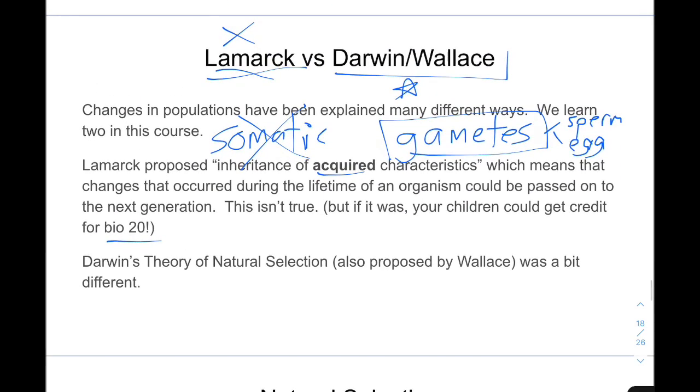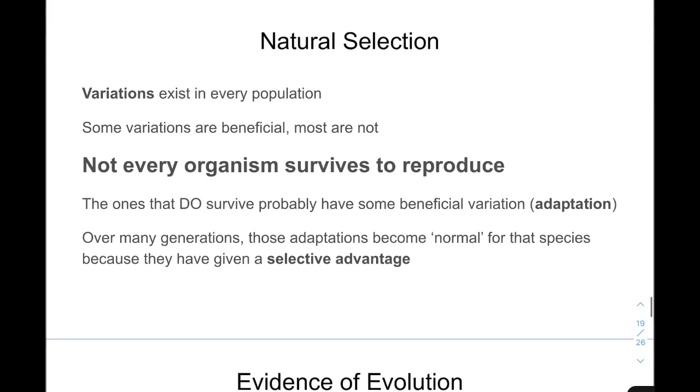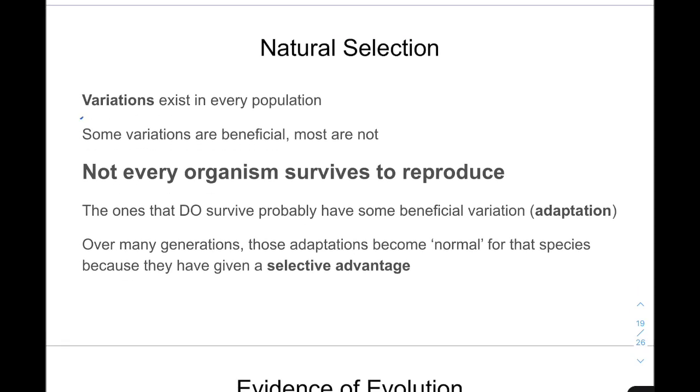Darwin's idea was there are changes that do get passed down, but not changes that you can make yourself. So Darwin, or Wallace's idea, was that he noticed there are variations caused by mutations. He didn't know that, but he noticed that there were differences. If you look at every human or every turtle or every whatever, everyone's going to be a little bit different from the other. Some of those variations are beneficial, some are not. Most are not.